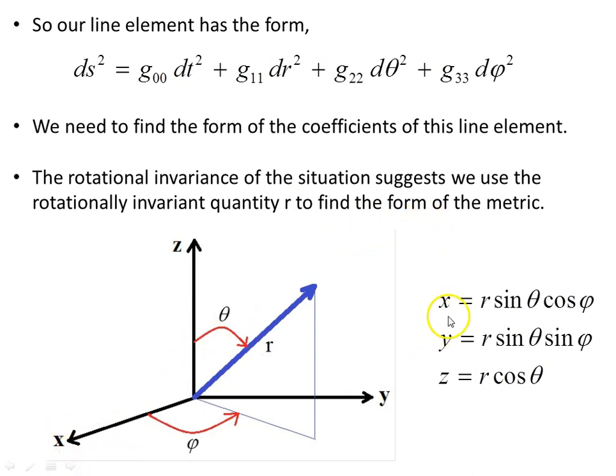So remember, spherical polar coordinates, x is r sine theta cos phi, y and z in a similar way, and theta here, phi here, so polar angle and azimuthal, and the radial component here. And that's invariant under rotations. It doesn't change its magnitude.